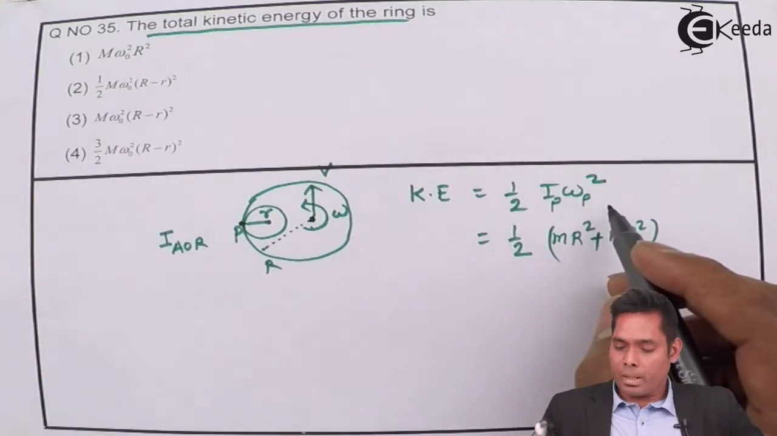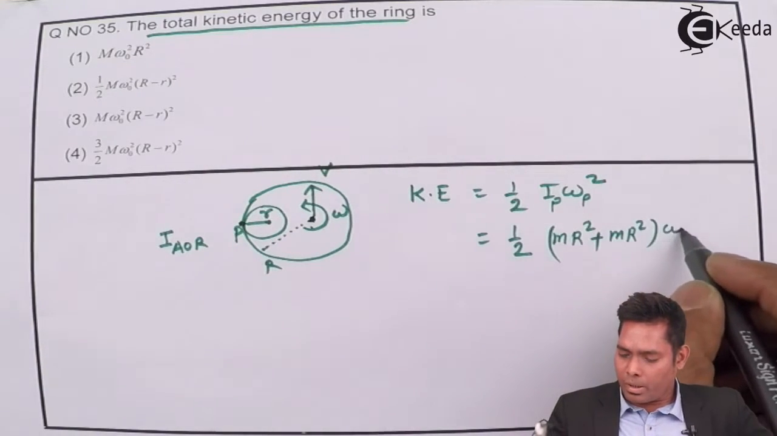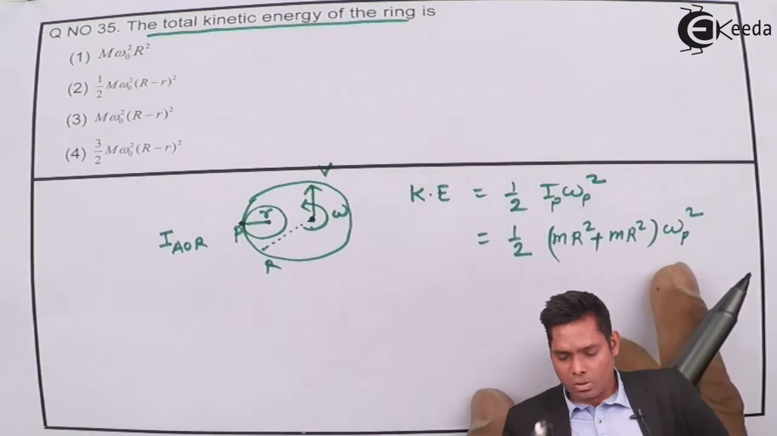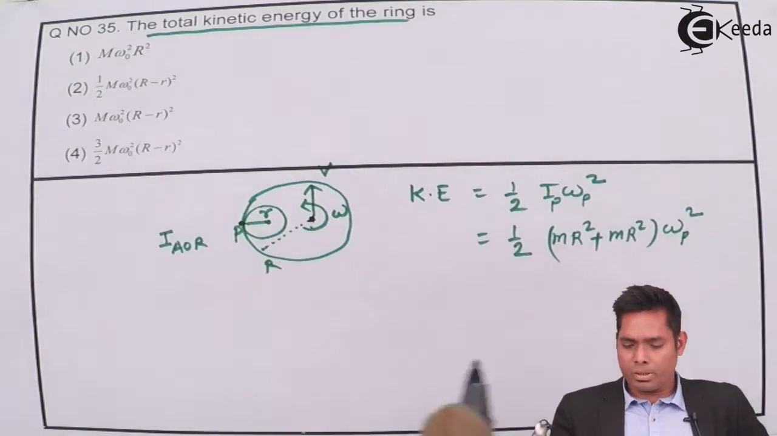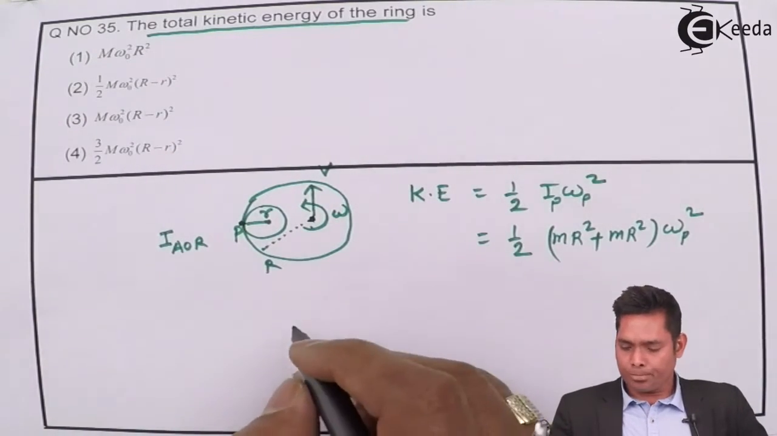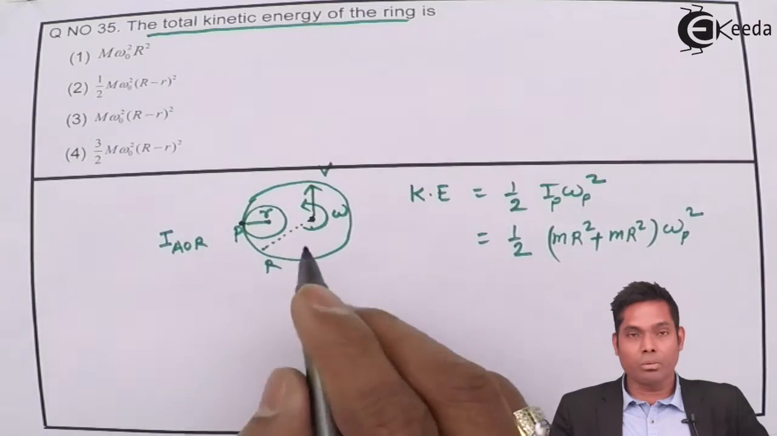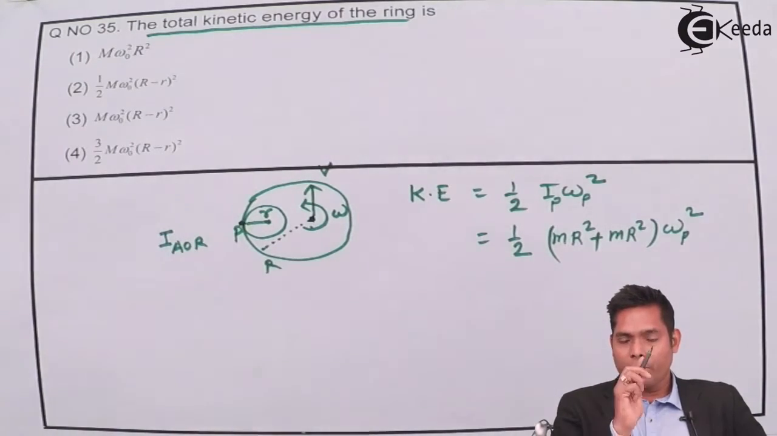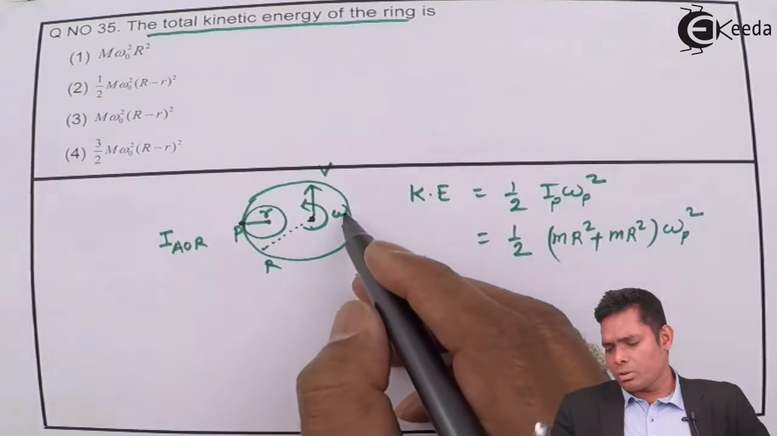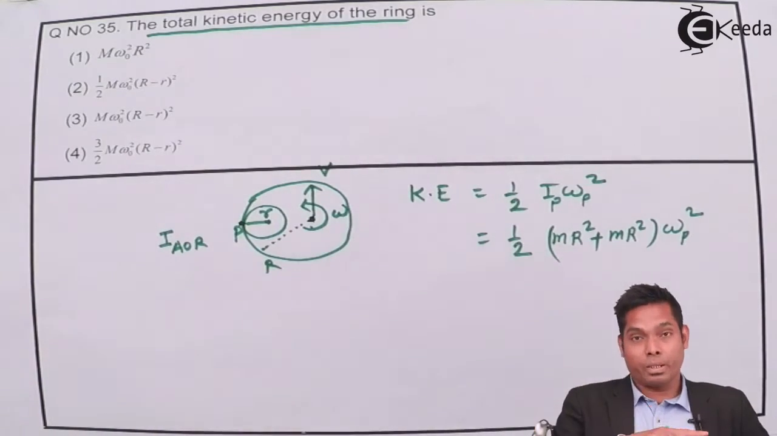Now omega p, I'll write just that, omega p square. That I have to find out, because that is not given to me. What is given to me is omega naught. That means what I know is the angular velocity of the tip of the finger. So now I have to relate this omega with that omega.